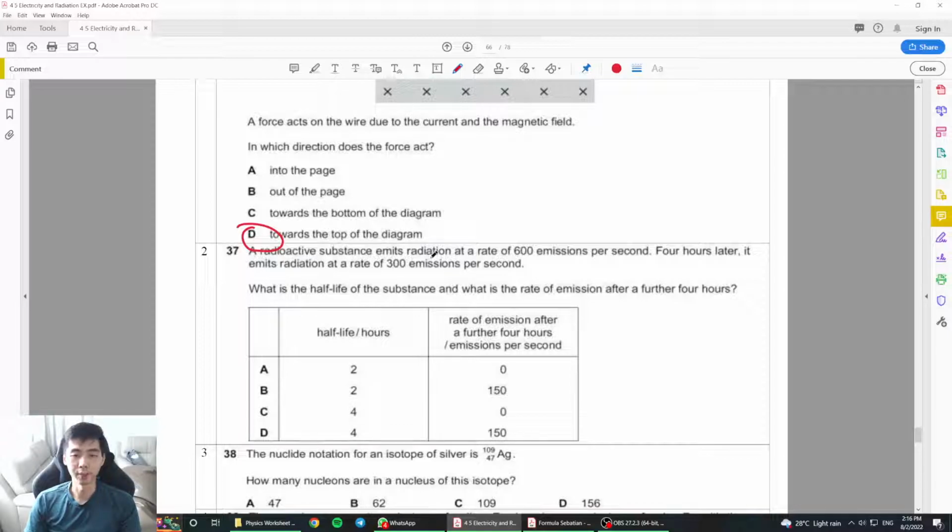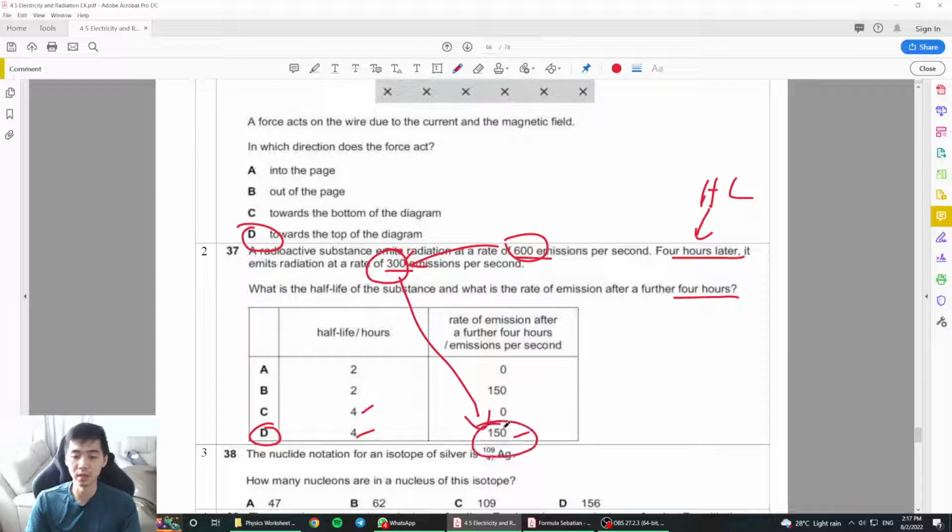Then the radioactive substance emits radiation at a rate of 600 emissions per second. 4 hours later, it emits radiation at 300. So this is essentially your half-life, because 600 to 300. What is the half-life of the substance and what's the rate after another further 4 hours? The half-life is definitely going to be 4 hours. After that, it's going to be 150. It's not going to be 600, 300, 0. It doesn't work that way. It's half its current amount. Half its current amount is this, half its current amount is this, guys. So it's 600 to 300 to 150.